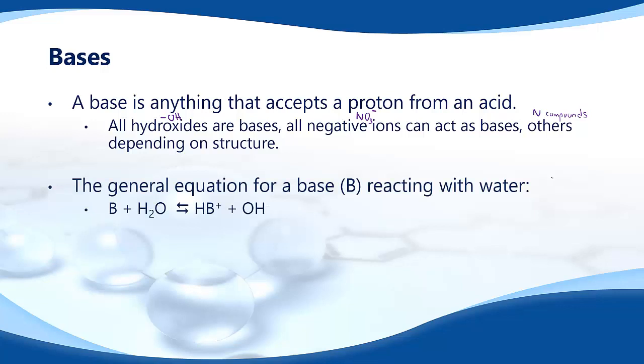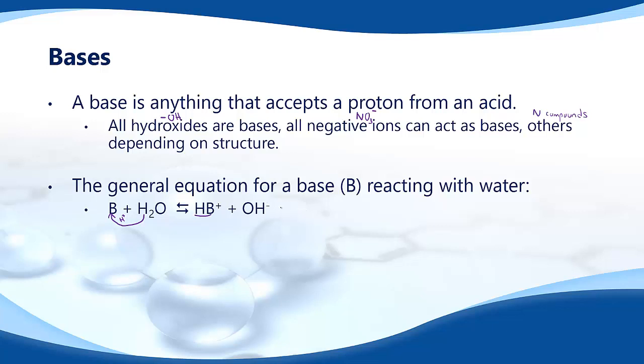Now, the generic form of a base. So for a base, we're just going to use B when it reacts with water. B plus water. So what's going to happen here? This B is our base, which means that water is going to be our acid in this case. This hydrogen is going to travel from water to the base to form HB+ and hydroxide ions.